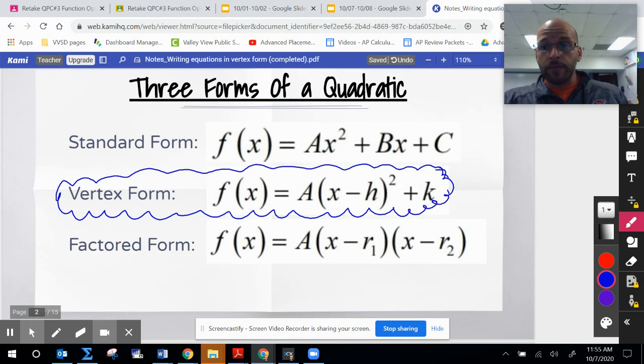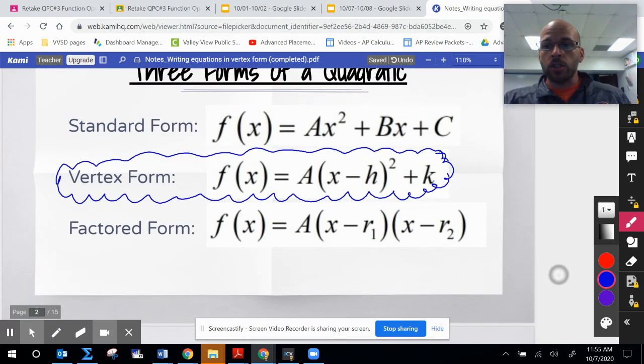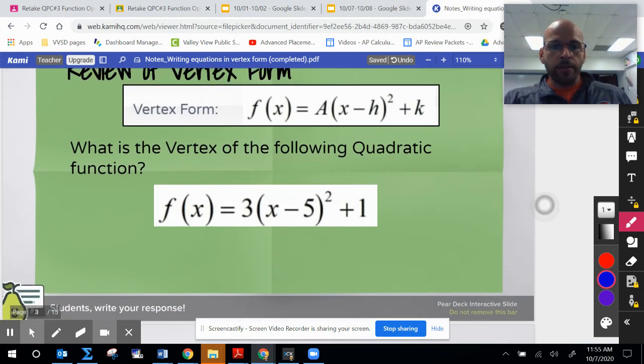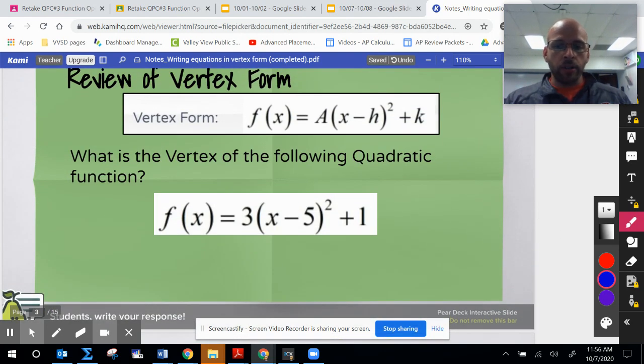Let's make sure we can find a vertex, because we're going to ultimately use that to write the equation. So I have a few slides to review vertex form. All right, so to familiarize yourself with what it looks like.